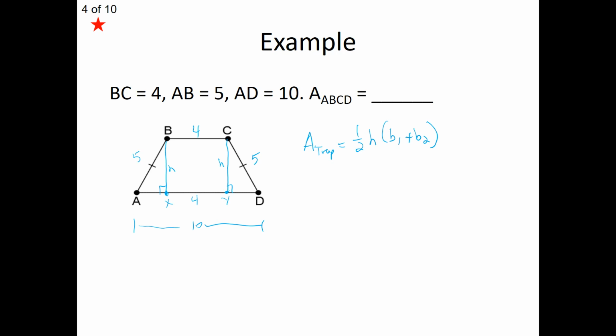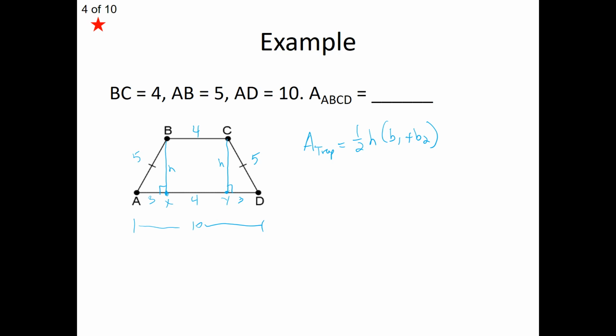Well, if the total is 10, and this middle section of XY takes up 4 of that, we're left over with 6 units to separate evenly between AX and DY, which means we get a length of AX to be 3. Same story for DY, a length of 3.